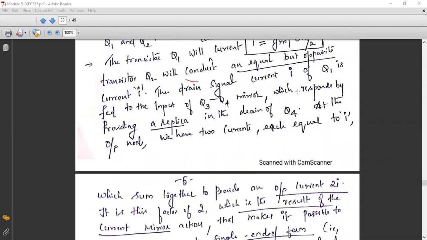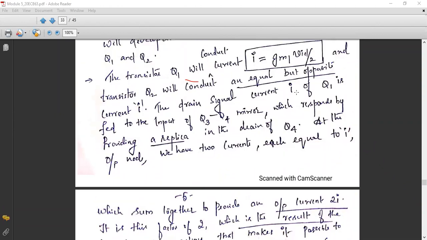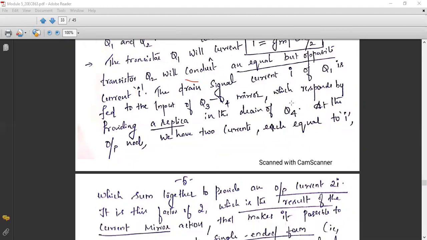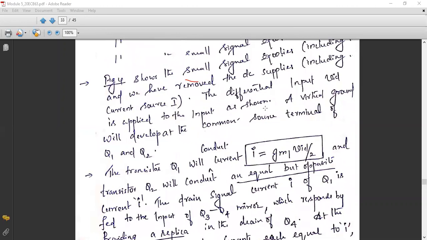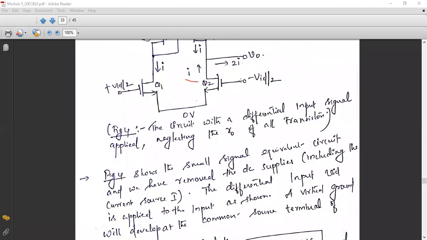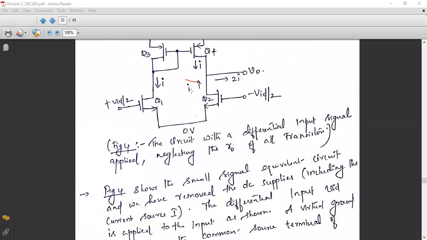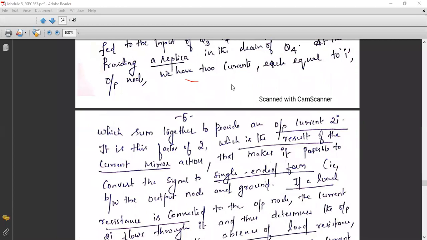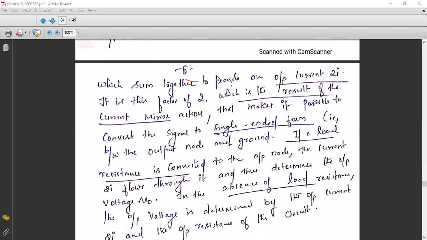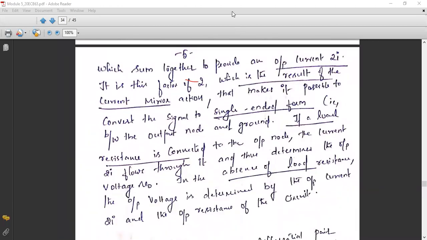So this gm into VID by 2 is fed to Q3, and Q3 will mirror the current towards Q4. As a result, I'm getting a current I coming from the drain of Q4 to the output node. At the same time, I'm also getting a current I from the drain of Q2 coming towards V0. Therefore, a total current 2I will be flowing through the output load resistance. And by making use of this current 2I, we will be able to compute the output voltage gain.